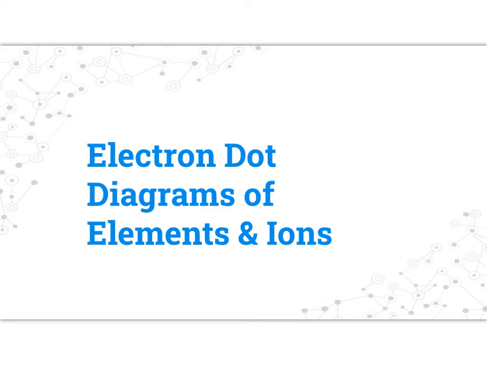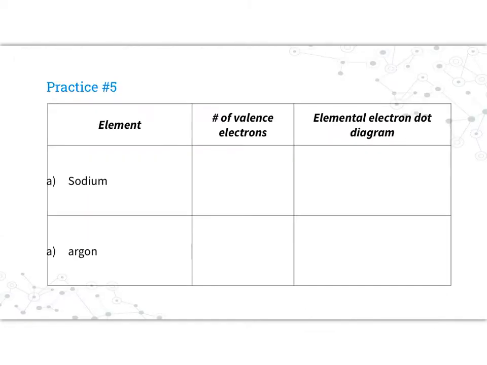Taking a look at electron dot diagrams of elements and ions. Oftentimes, I would call this an element's Lewis dot diagram. I use those words interchangeably. However, we do know what this looks like. When we draw an electron dot diagram, we're not drawing all of the orbitals. What we are going to draw is valence electrons. So, really important to be able to count these.